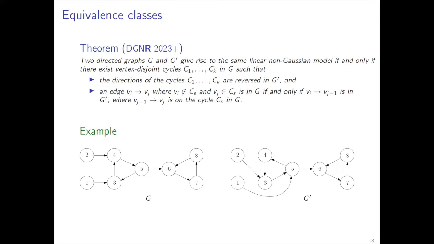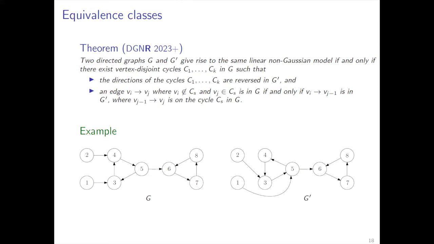There is a name for this, actually. It's called a p-adjacency, in the graphical models literature, so I'm preserving p-adjacencies, something like that. But anyway, this is still well defined, so we know exactly what the equivalence classes are.